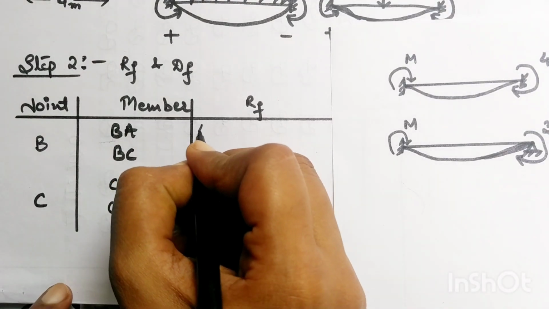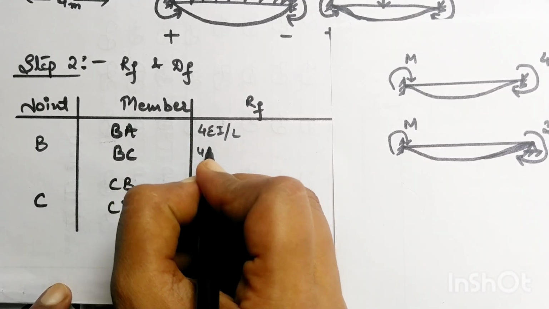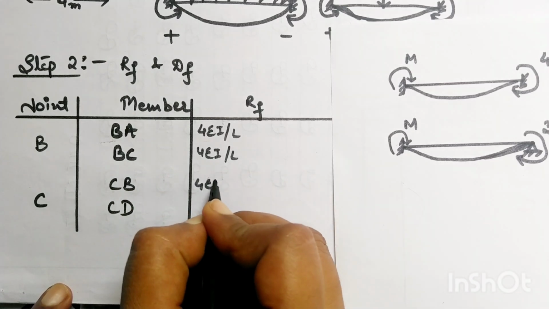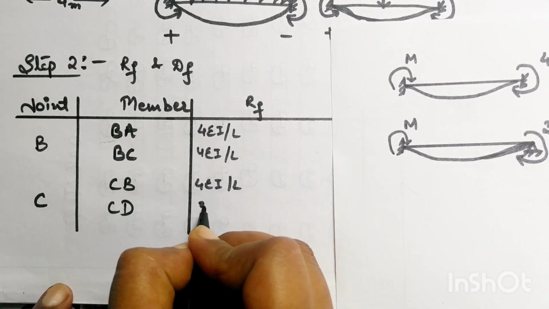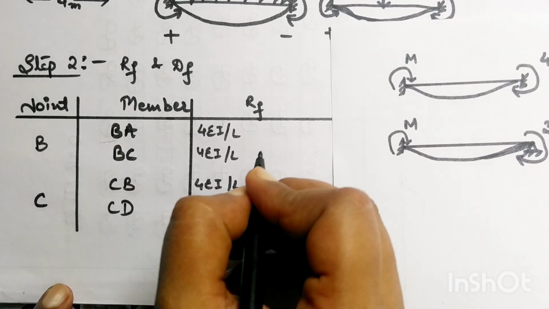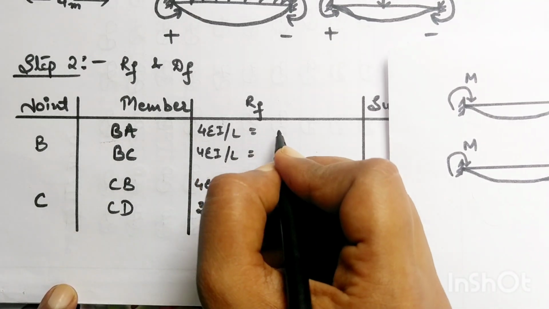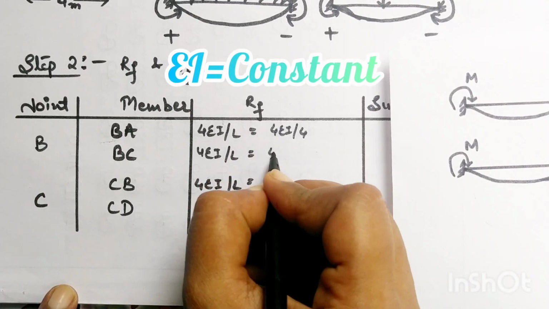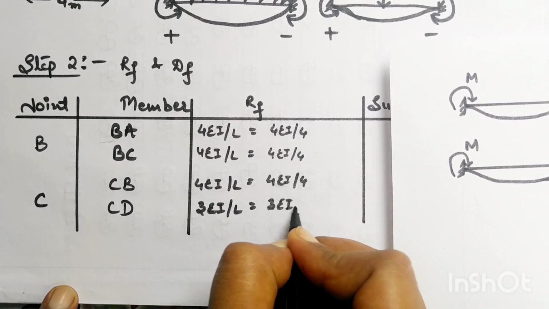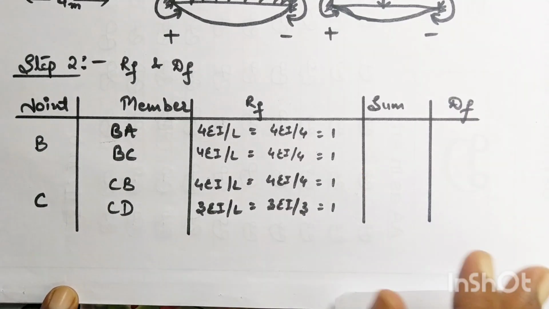Now talking about the RF, BA fixed we will be using 4EI by L, BC fixed 4EI by L, CB fixed 4EI by L, CD is a fixed and a hinge condition. So we will be using 3EI by L. In this question, EI is constant. We are only going to substitute the value of length here and we will be finding out what our RF is. Next column is sum.